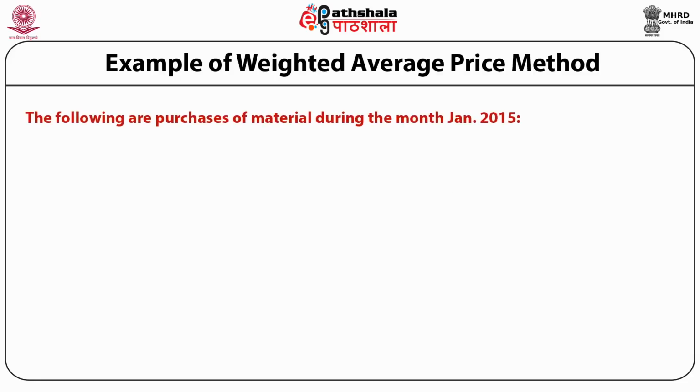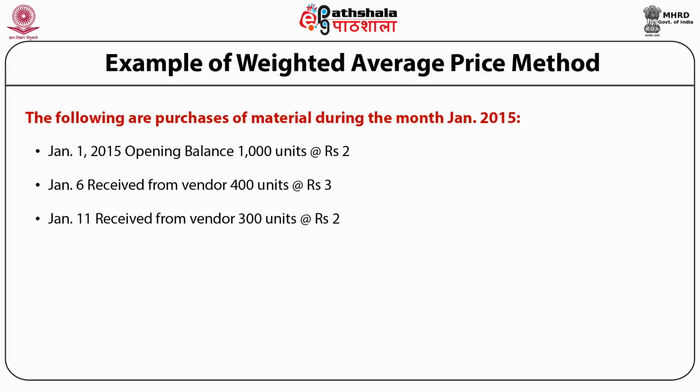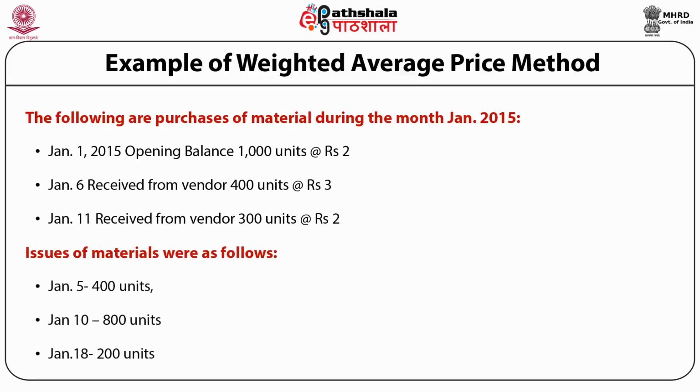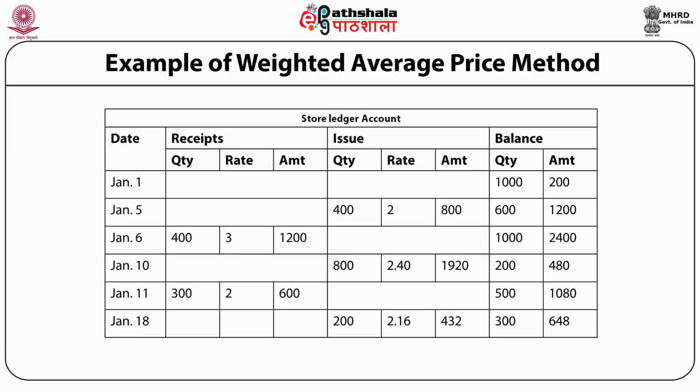Example: the following are the purchases of material during the month of January 2015. On 1st January, the opening balance of 1000 units at the rate of 2. January 6, received from vendor 400 units at the rate of 3. January 11, received from vendor 300 units at the rate of 2. And issues of material were as follows: January 5, 400 units; January 10, 800 units; 18th January, 200 units. Under this method, a store ledger account is prepared.